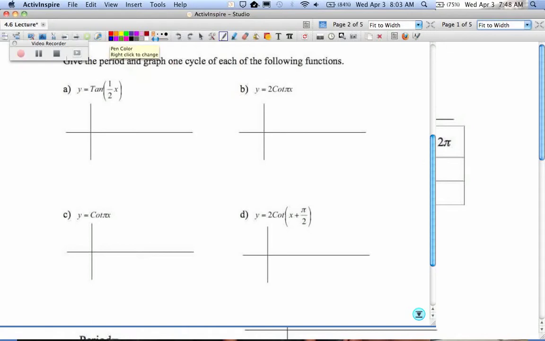Let's just start here. Tangent of 1/2 x. So if my b value is 1/2, the period of the function is pi divided by 1/2. What happens when you take pi and divide by 1/2? You get 2 pi, which means my critical points will be every 2 pi divided by 2. So I'm going to space my critical values every pi.